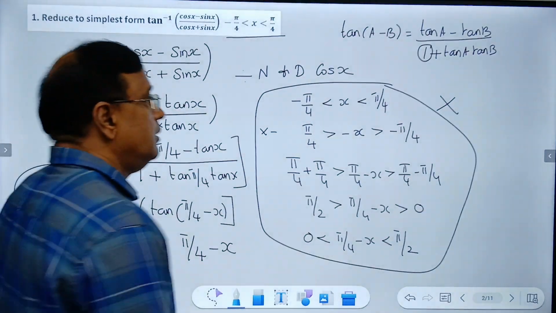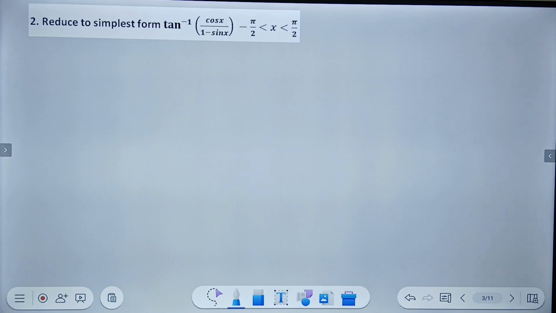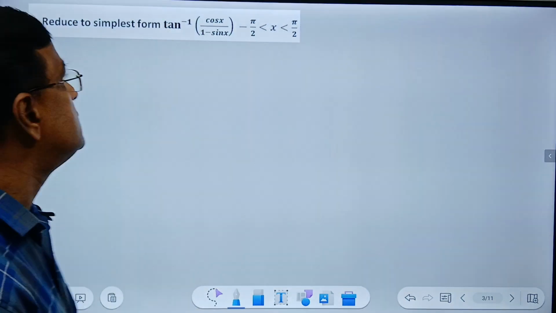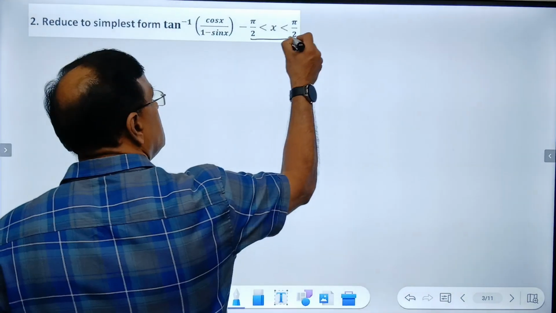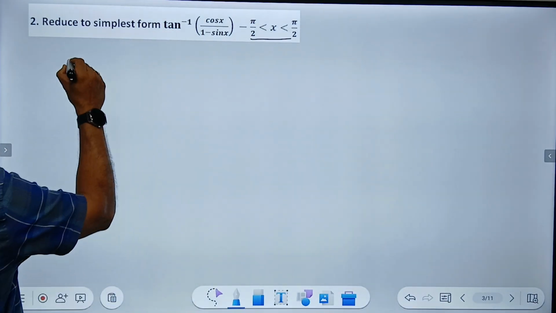Okay, so let's go on to the next question. Now look at this beautiful problem. This is a very difficult problem, also very lengthy. So let's watch this. Here my domain of definition is this, and here I am not going to break my head on that. Let's see how it is done.